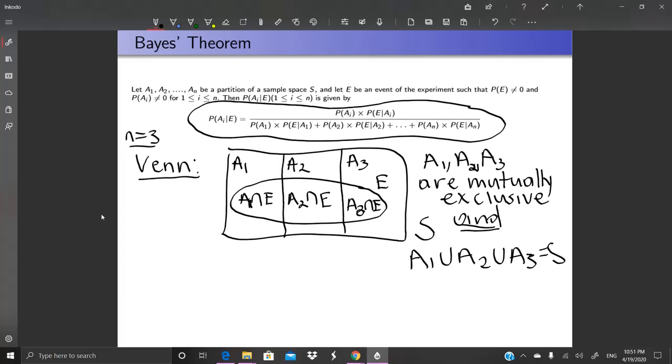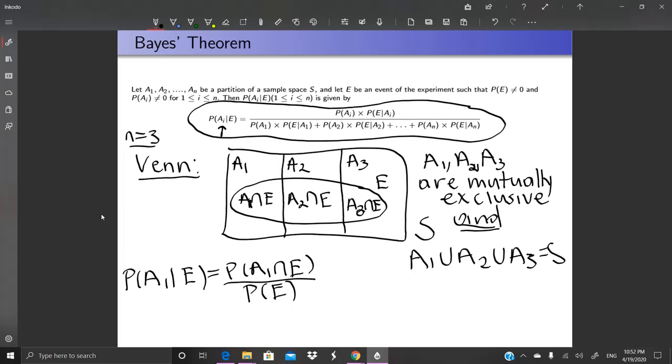What's next? Now let's say we're trying to figure out the probability of A1 given E. In the Bayes theorem statement, our i is 1. If we want to find the conditional probability of A1 given E, remember from 7.5, this is just the probability of A1 intersect E divided by the probability of E. This is just our formula for conditional probability from the previous section.